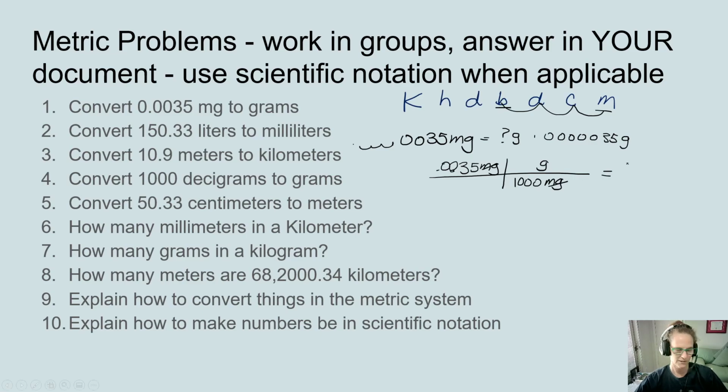We put that in our calculator. We type in 0.0035, press the divided by button, 1,000 equals, and we're going to get that same number, 0.000035 grams. And then we will want that in scientific notation. So 3.5 times 10 to the negative 1, 2, 3, 4, 5, 6 grams. So that's our answer for number 1.